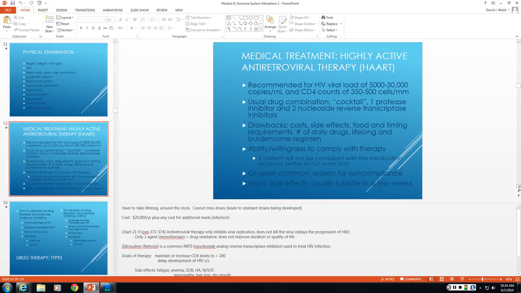We're going to talk about HAART therapy, which is basically highly active antiretroviral therapy. It's recommended for HIV viral load of 5,000 to 30,000 copies per ml and a CD4 count of 350 to 500 cells. Usually it's a drug cocktail, a combination drug. It's going to be a protease inhibitor and two nucleoside reverse transcriptase inhibitors. So they have to take this cocktail. If they only take one medication, it's not going to improve the duration or quality of their life.